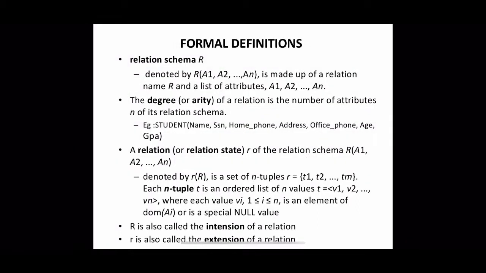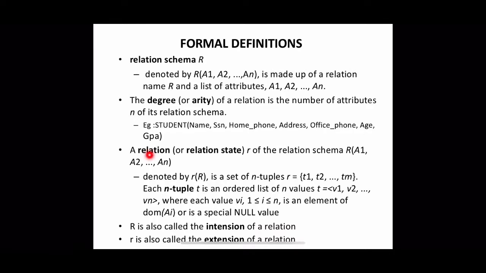So we have seen the definition of a relational schema R, which is denoted by capital R with attributes in brackets, made up of a relation name R and a list of attributes A1 to An. The degree of a relation schema is the number of attributes n of its relation schema. For example, we have a relation schema here, student, with attributes name, SSN, home phone, etc. Then we can say that this relation has a degree of 7 because it has 7 different attributes.